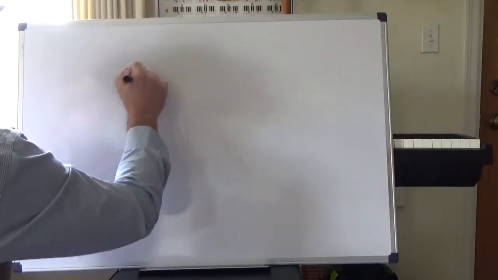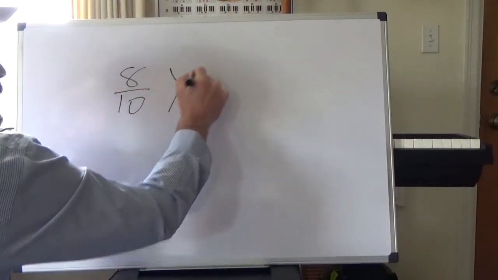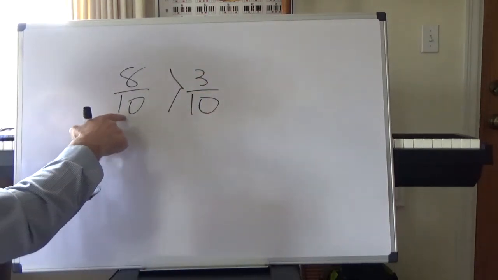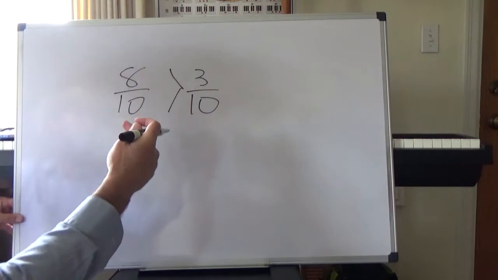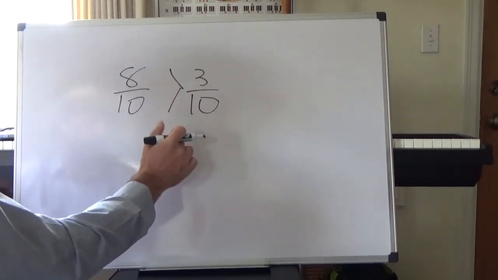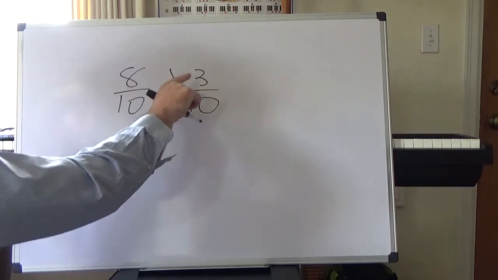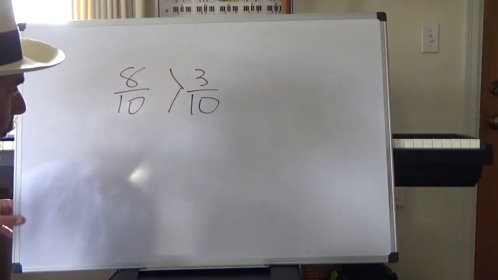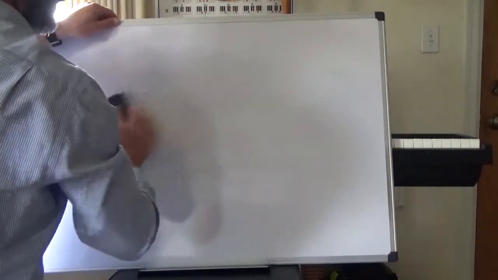How about 8/10 greater than 3/10, right? If I have 8 out of 10 of something, that's almost a whole. 3 out of 10, well I know 5/10 is equal to a half. So if I have 3/10, that's less than a half. This is almost a whole. And so 8/10 is greater than 3/10.